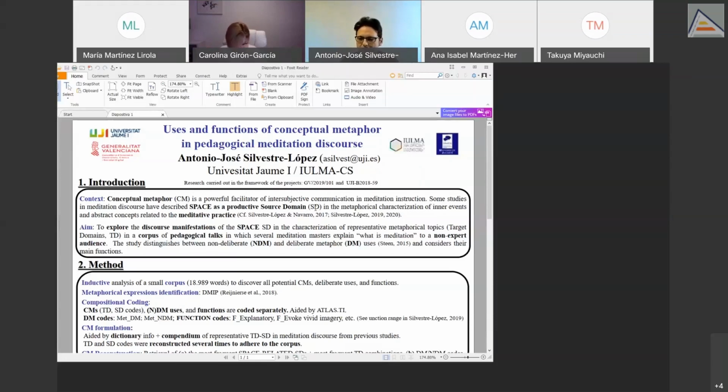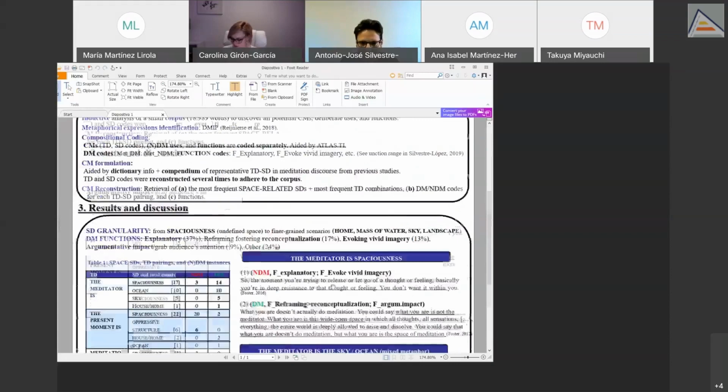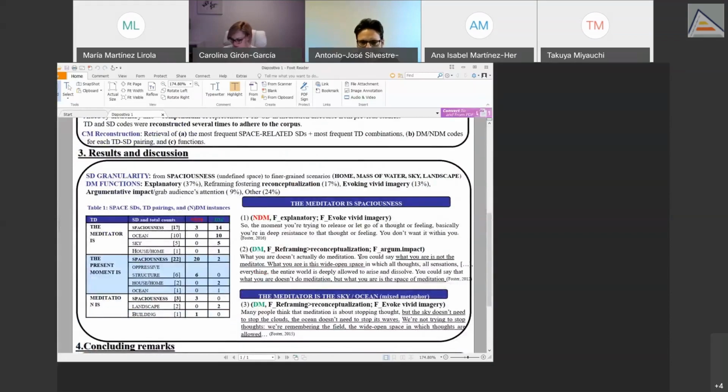uses, where deliberate metaphor uses entail the use of the source domain explicitly in the example. So let me give you an example so you can understand. In this case, this is an example we will address later on: what you are doesn't actually do meditation. You could say that what you are is not the meditator. What you are is the wide open space. Mentioning the wide open space is a way of including the source domain. So you're talking about the meditator as a wide open space where meditation takes place, right? So this is the case of a deliberate metaphor.